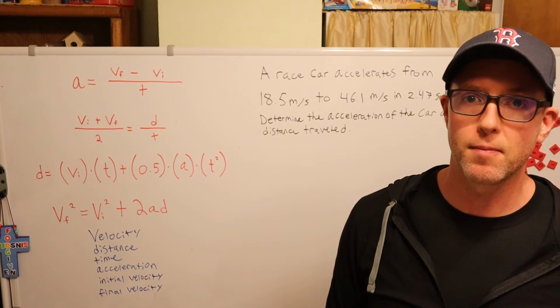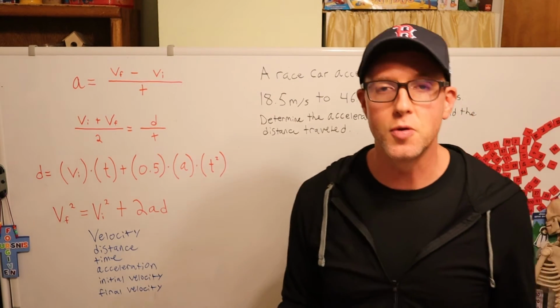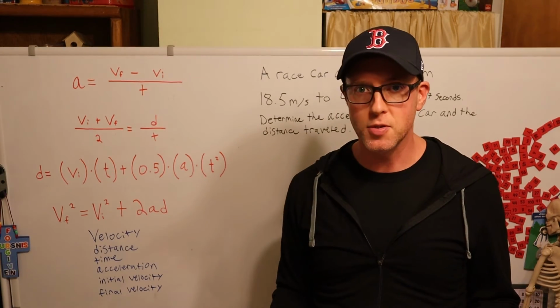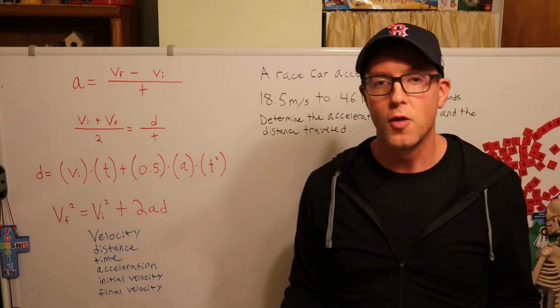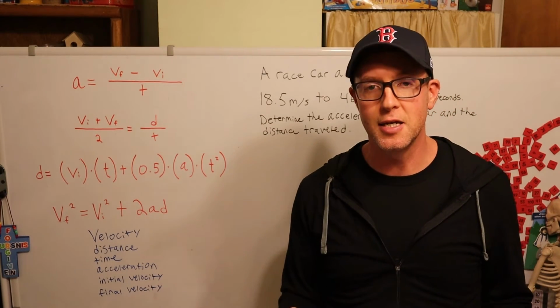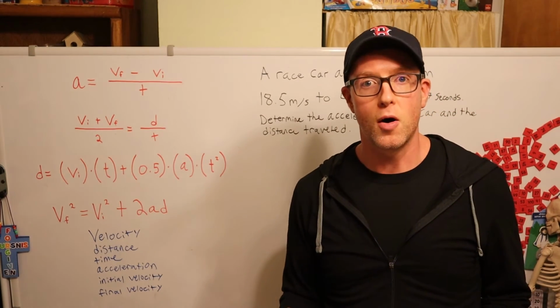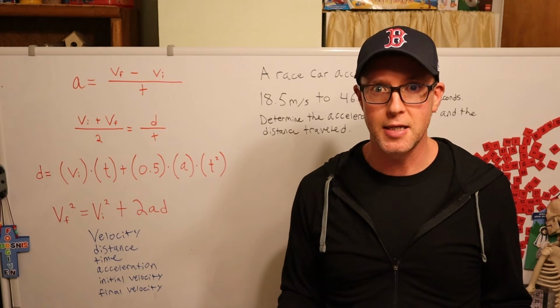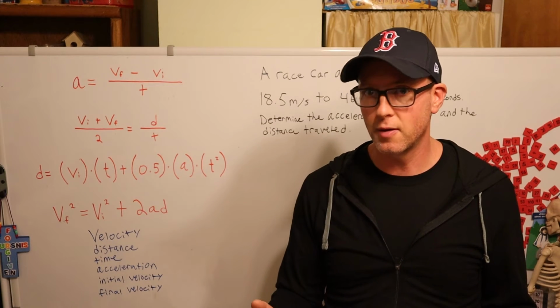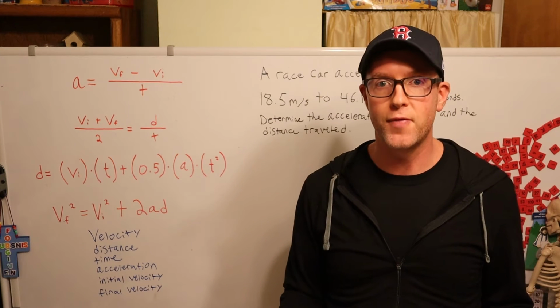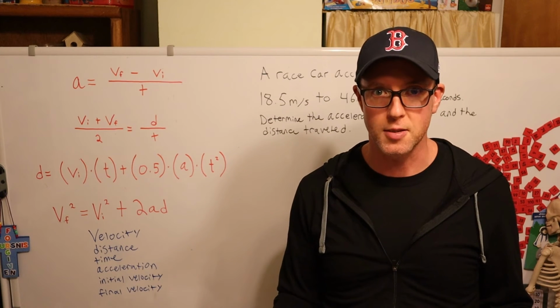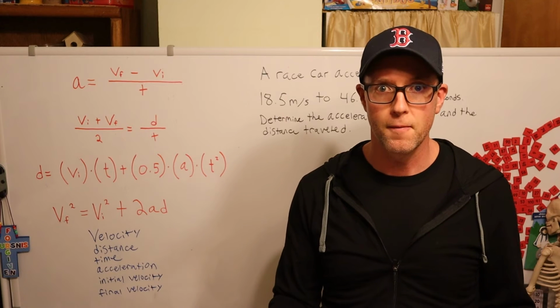Okay, so you read the problem, and the first thing that you want to do is circle the variables, these things down here. Circle the things that are given to you. The one that you want to watch out for is initial velocity. Oftentimes, they're not going to say initial velocity, but you'll be able to figure out that they're starting from rest. Okay, so that would be the initial velocity.